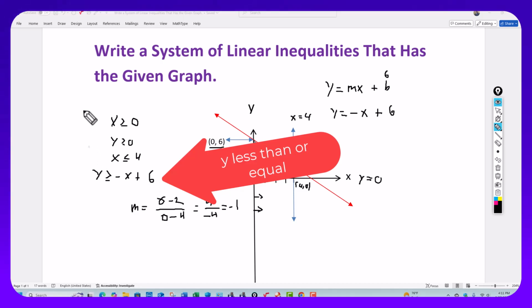plus 6. So the system of linear inequalities that has this solution set here in black is x greater than or equal to 0, y greater than or equal to 0, x less than or equal to 4, and y greater than or equal to minus x plus 6.